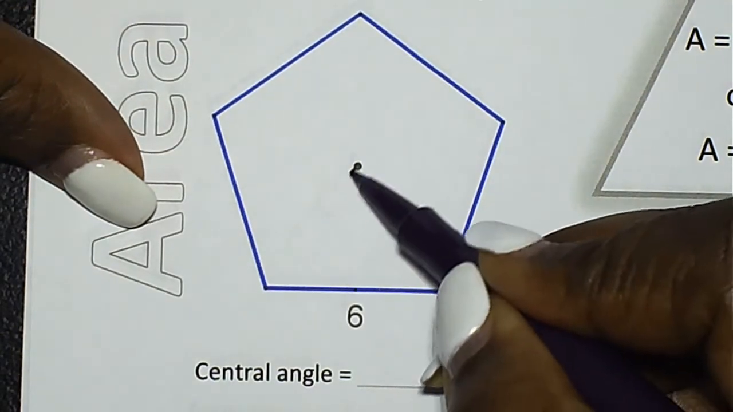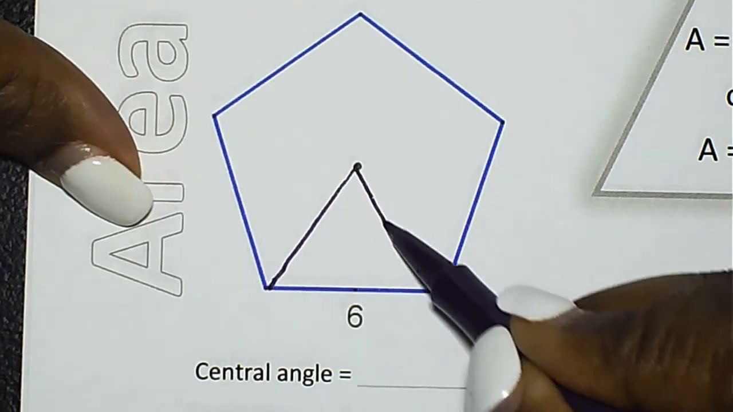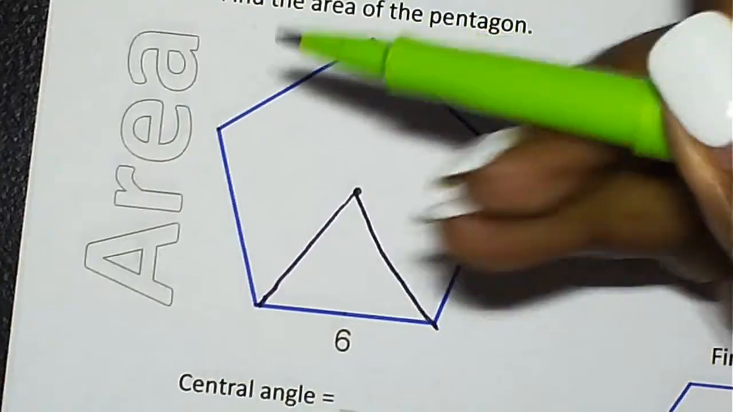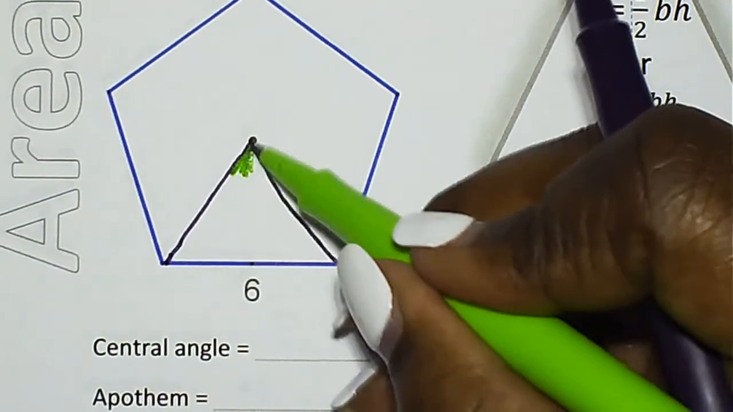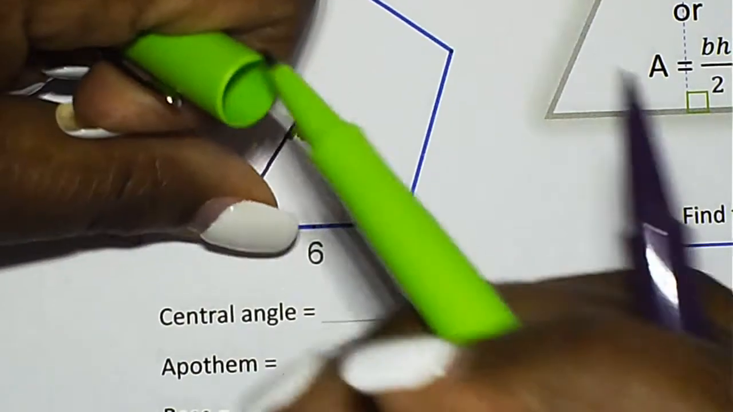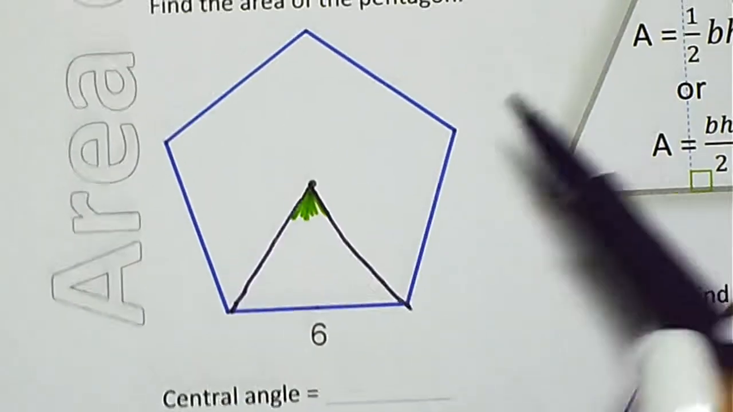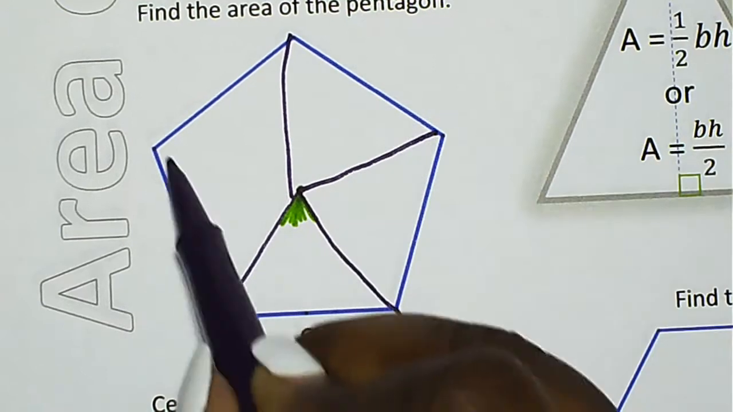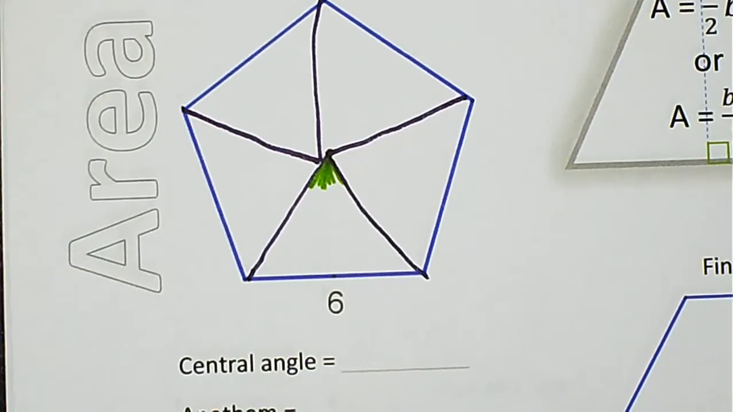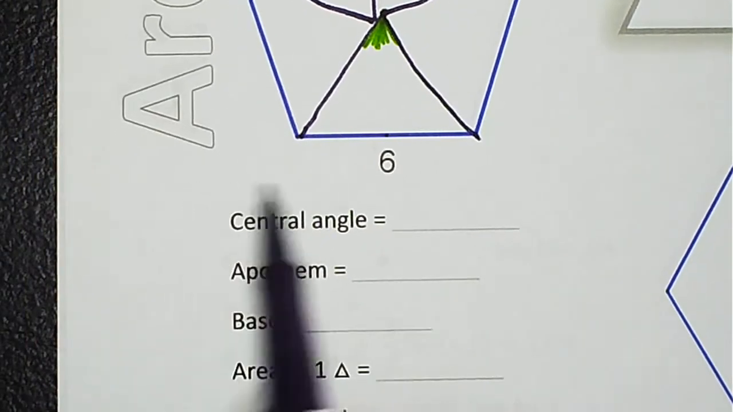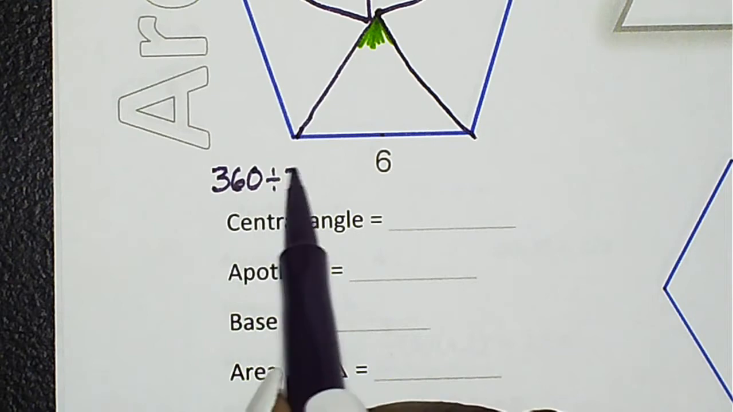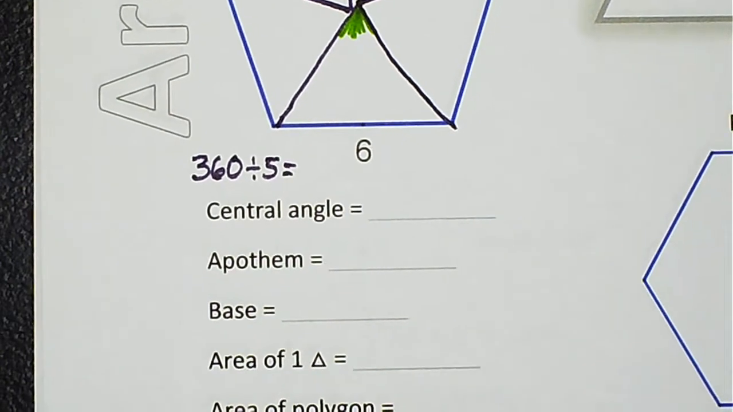So what's going to be the center angle? What is the center angle? I'll tell you again, the center angle is this angle here. How many sides does this pentagon have? 1, 2, 3, 4, 5. So that's going to be 360 divided by 5, which is what?